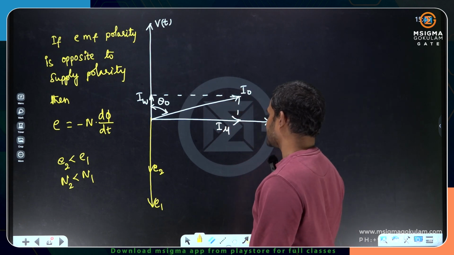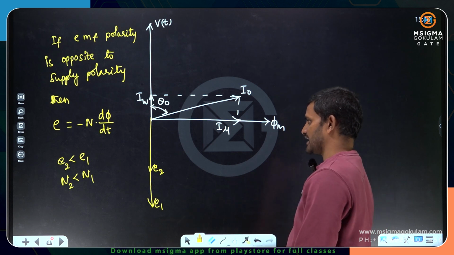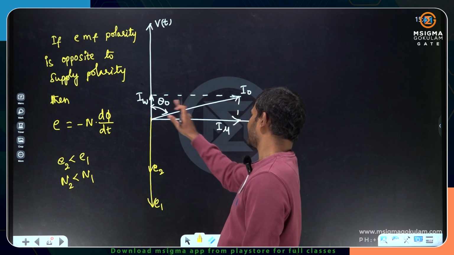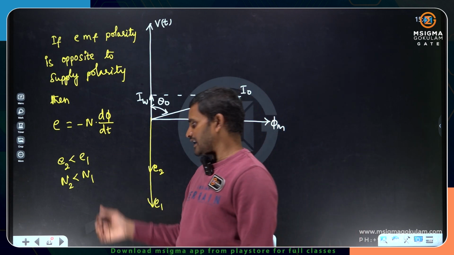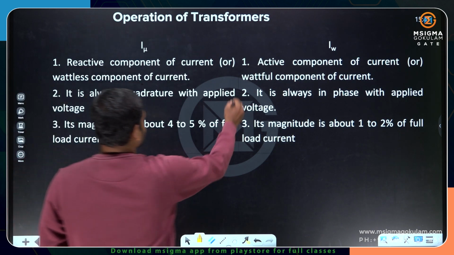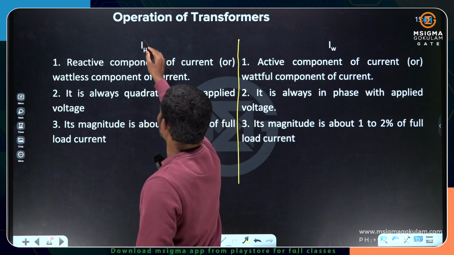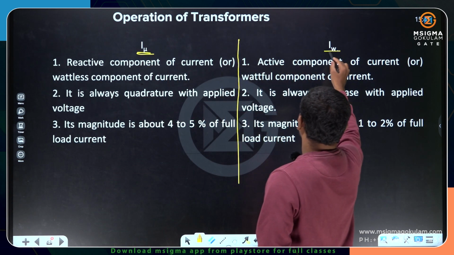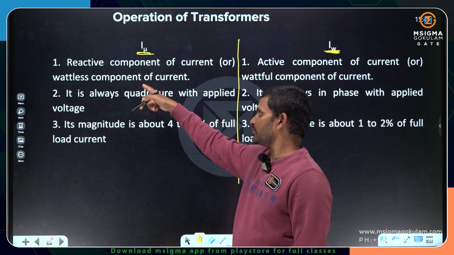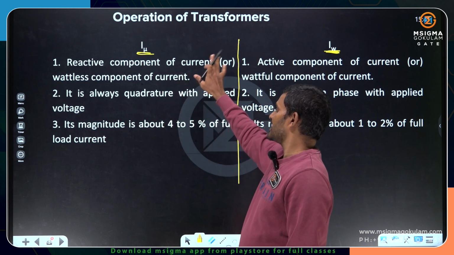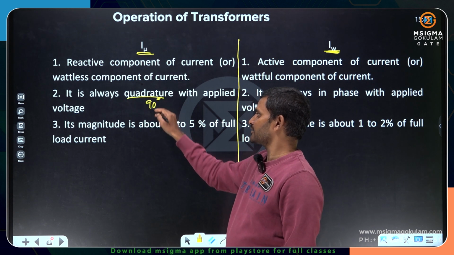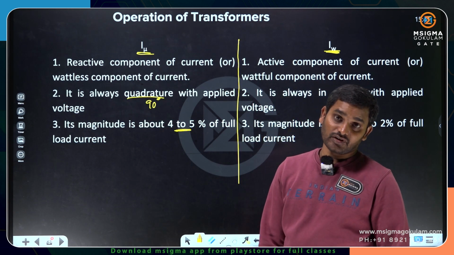So this is the phasor diagram of a transformer under no load condition. All the things are going to be the same. I mu is the sine component, IW is the cos component or active component. Let me show you the differences here. I mu is the magnetizing component of current, IW is the working component of current. I mu is not a loss component, it's a reactive component. It won't create any loss. It creates a flux. It is always in quadrature with the voltage, 90 degrees. Quadrature means 90 degrees. Its magnitude is around 4 to 5% of full load current.